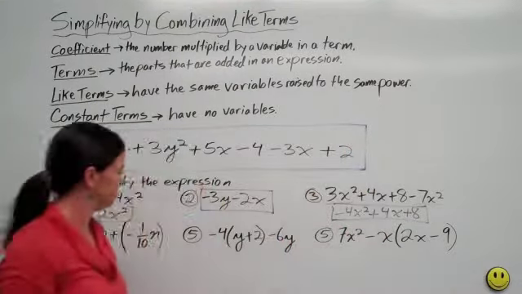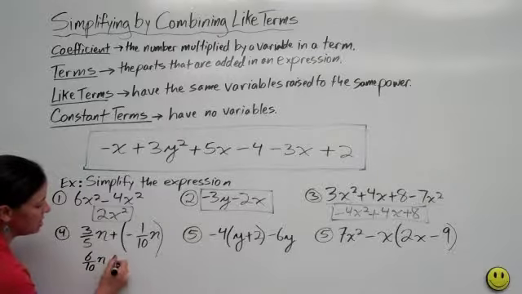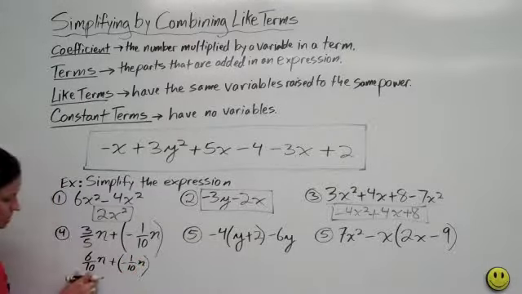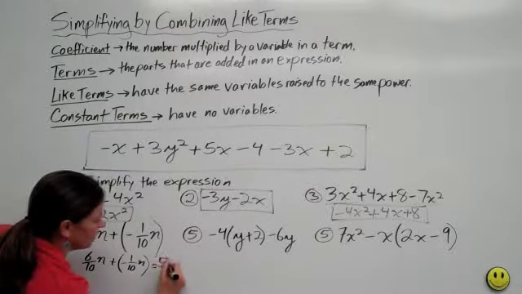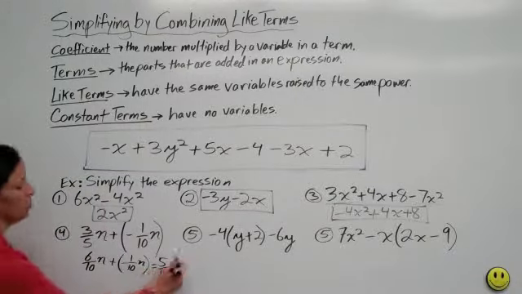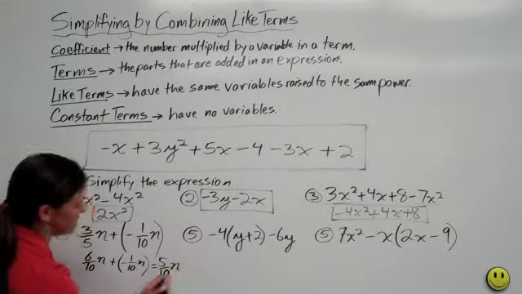Number 4, 3/5 n plus -1/10 n. So I need to have a common denominator in order to add those coefficients. 3/5 is the same as 6/10 if I multiply both the numerator and denominator by 2. So I actually have 6/10 n plus a -1/10 n. Okay, 6/10 plus -1/10 is 5/10. I can add them because they both have the same variable raised to the same power. What is 5/10 n? It is 1/2 n.